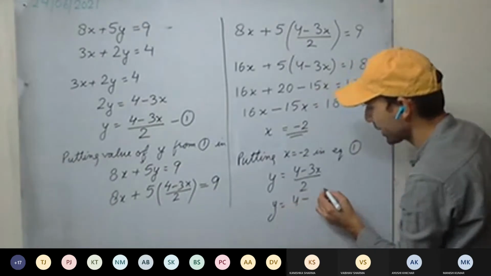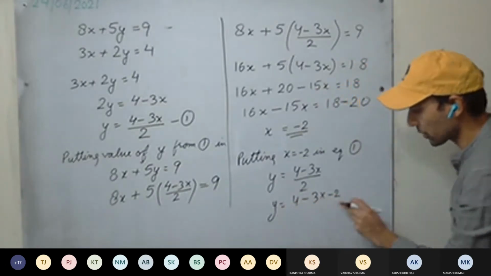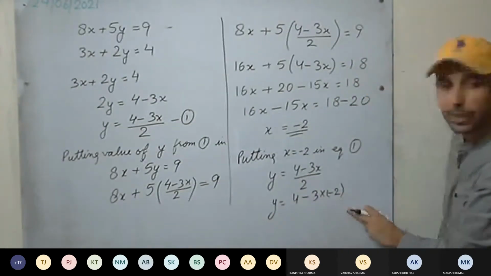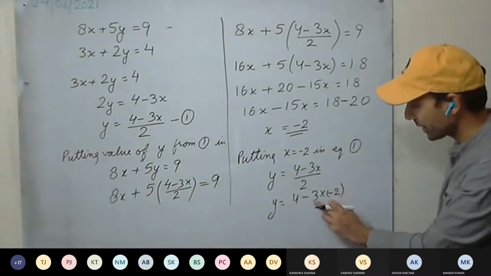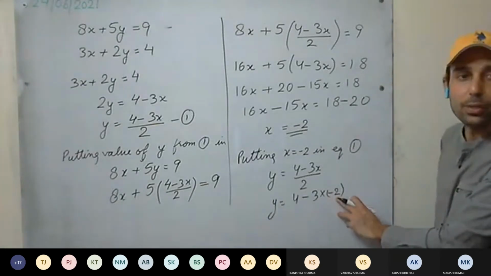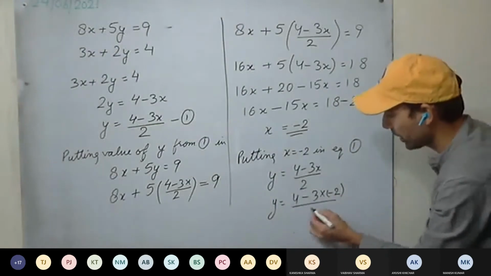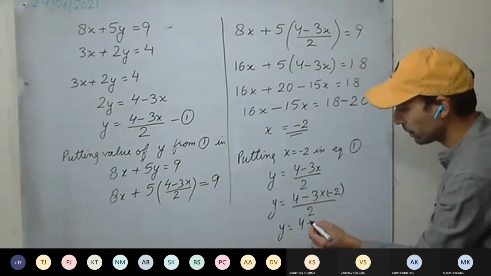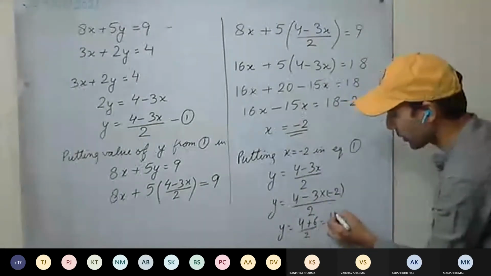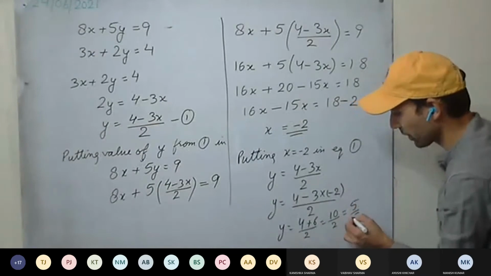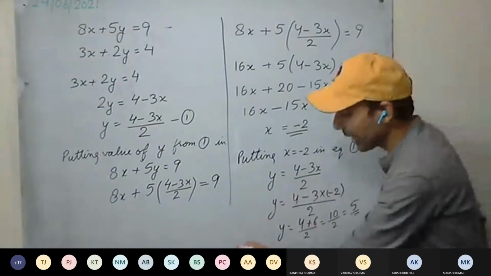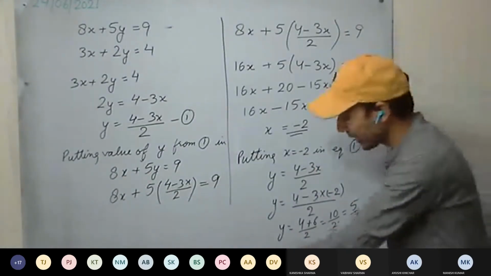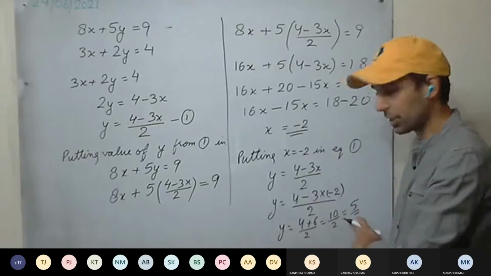y equal to (4 minus 3 into minus 2) divided by 2. When you are writing 3 multiplied by minus 2, we have to put it in a bracket. So y equal to (4 plus 6) divided by 2. It will be 10 by 2 equal to 5. At last, you will write the answers: x equal to minus 2 and y equal to 5.